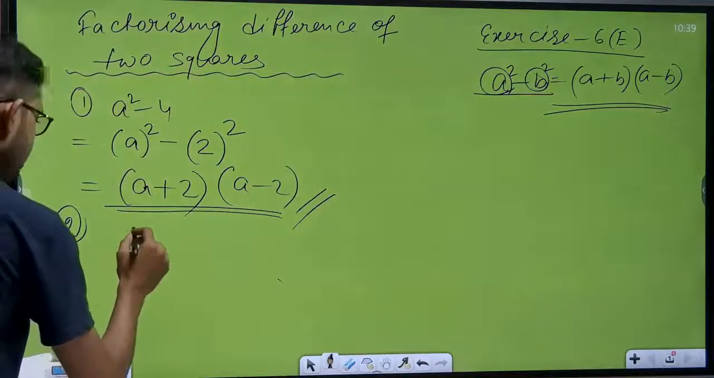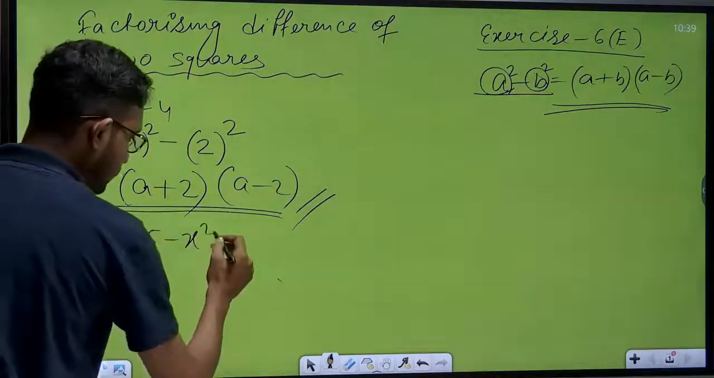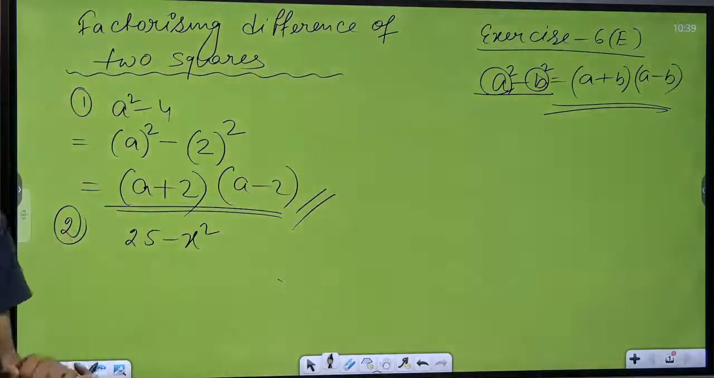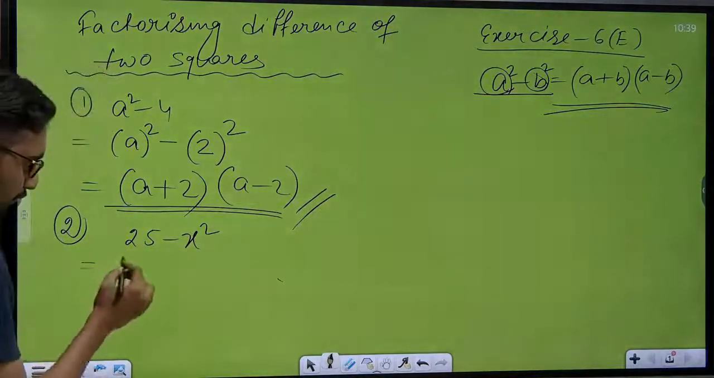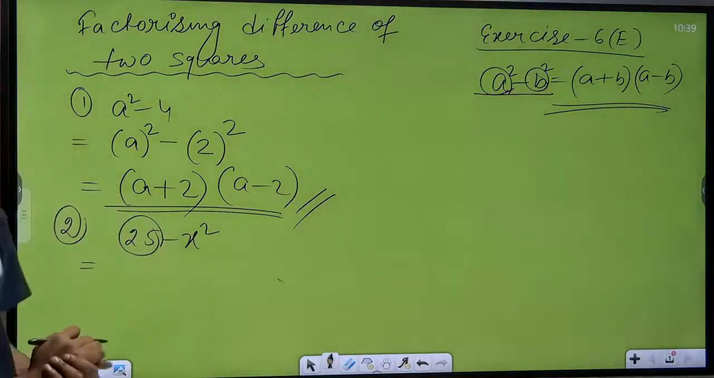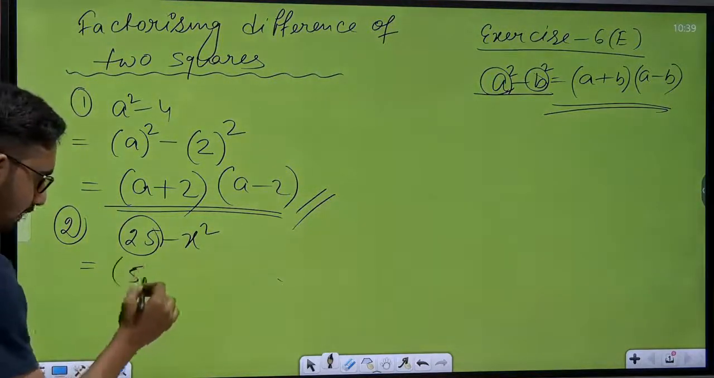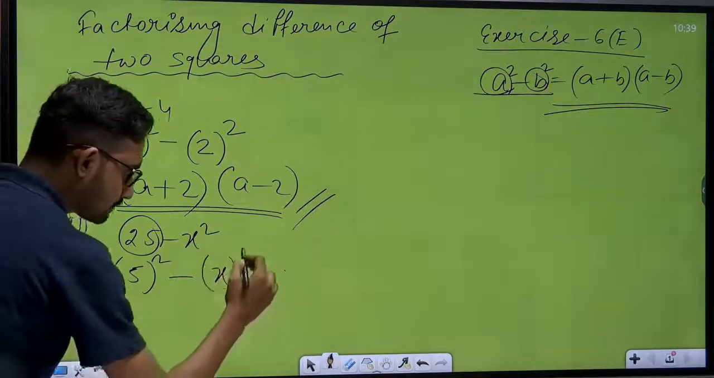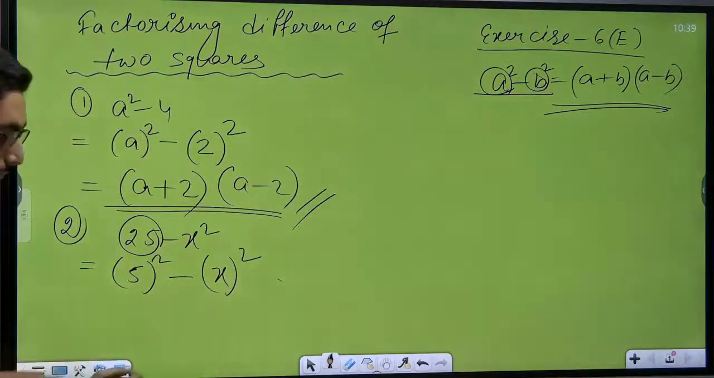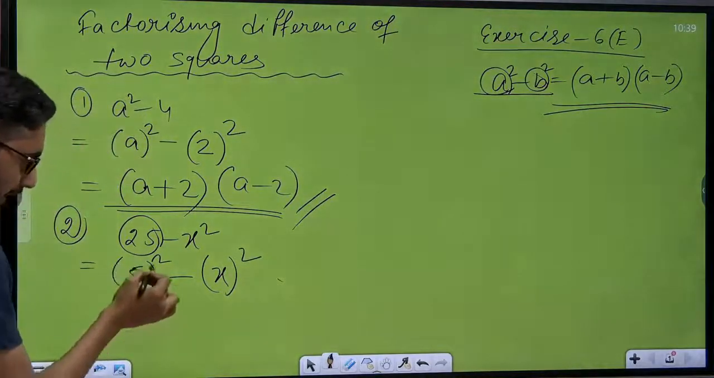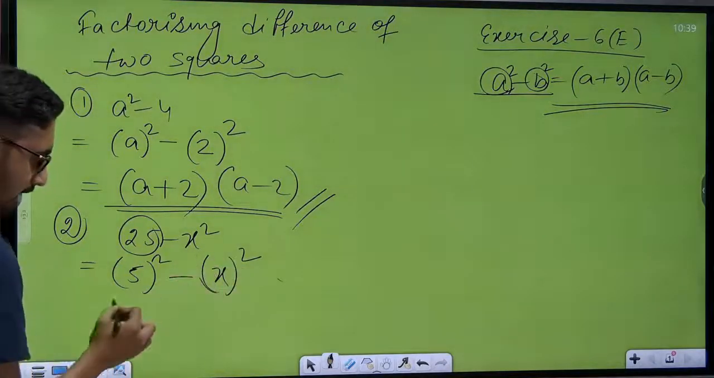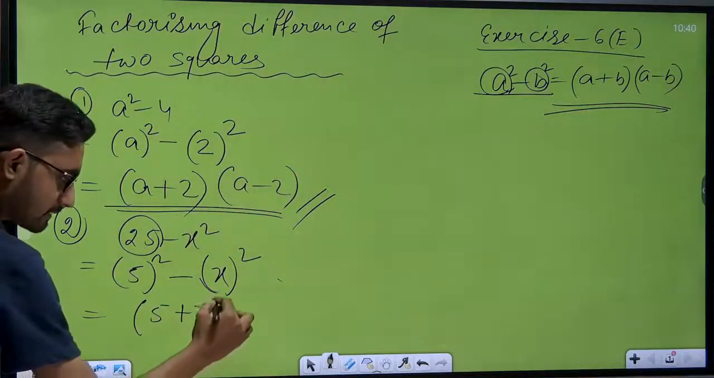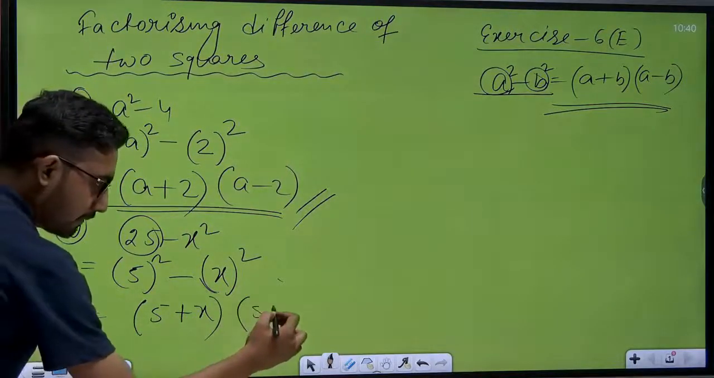Okay, so let's see. 25 minus x square. First of all, try to understand, all of you. Think, 25 is which number squared? 5 square. Yes, we can say 5 square. Done. And x square? x only. So write down x. In this question, again I am telling you, a is equal to 5 and b is equal to x. And the formula, check it here, a plus b means 5 plus x, and 5 minus x.